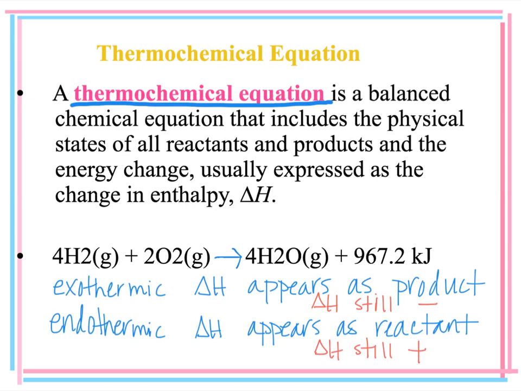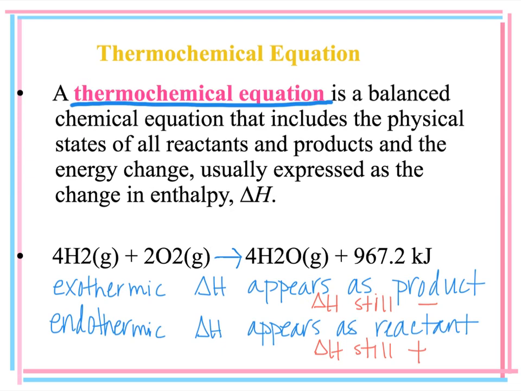So how we're going to be seeing this is called a thermochemical equation. And it is a balanced chemical equation, just like we've been doing, that includes the physical states of the reactants and the products, and it also includes the energy changes. And it's going to be expressed as either a product or a reactant.